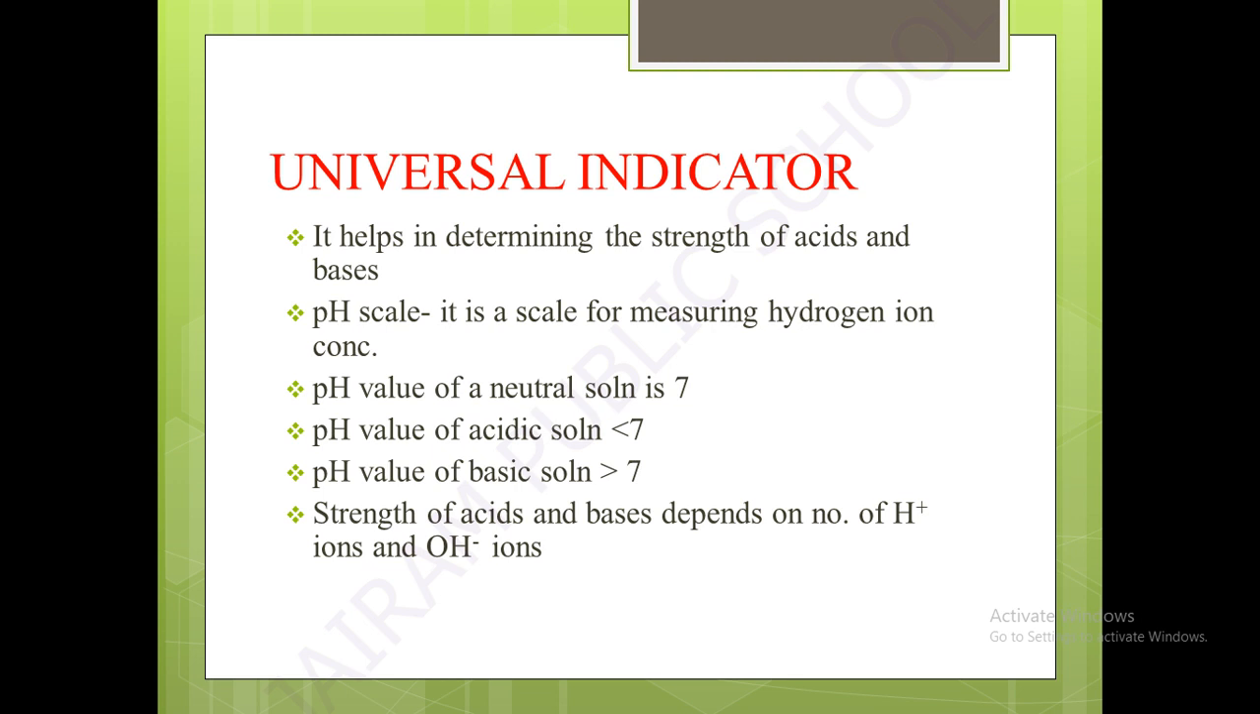Always write pH with p in lower case and H in uppercase. It is defined as a scale for measuring hydrogen ion concentration. We have already calculated the pH value of a neutral solution, acidic solution and basic solution. This is already familiar to you. For a neutral solution, it is equal to 7. For an acidic solution, it is lesser than 7. For a basic solution, it is greater than 7.